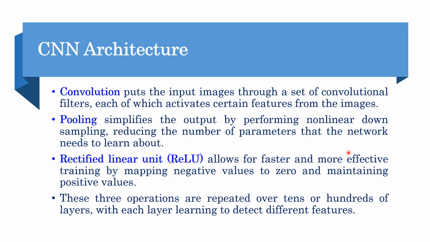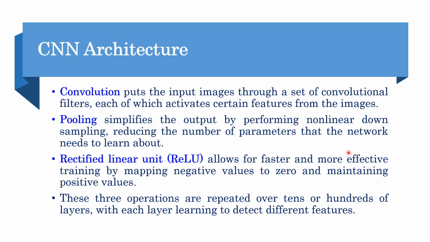Okay, so we say convolution. What's happening in the convolution layer? Convolution puts the input images through a set of convolution filters. Again, we come back to filters. Remember, in segmentation we have filters, in enhancement we have filters. So the filters are basically of different sizes. We process the image with these filters, each of which activates certain features from the image. That's a nice definition. So each filter can extract or activate some features from the image.